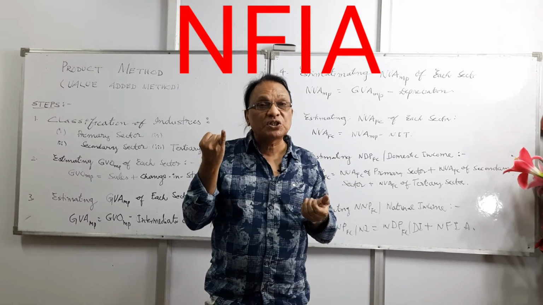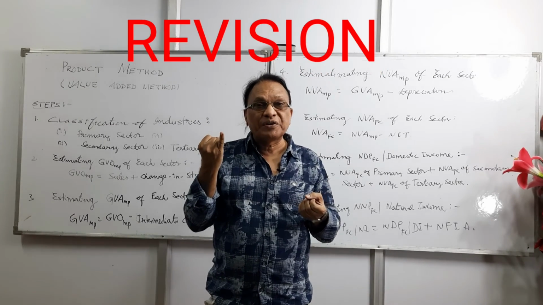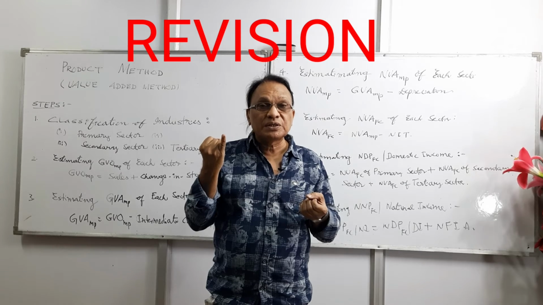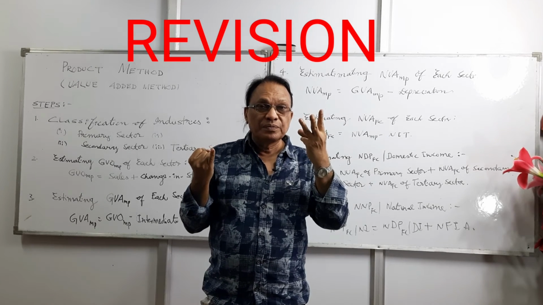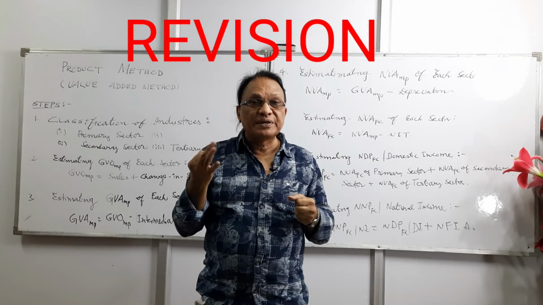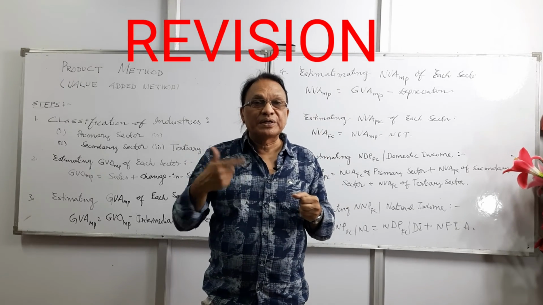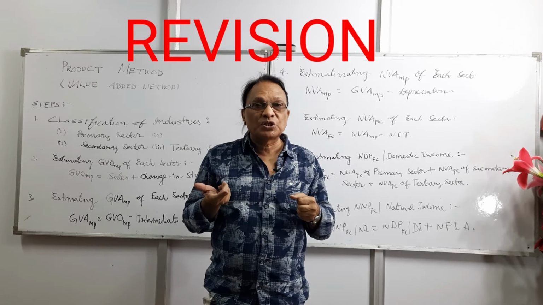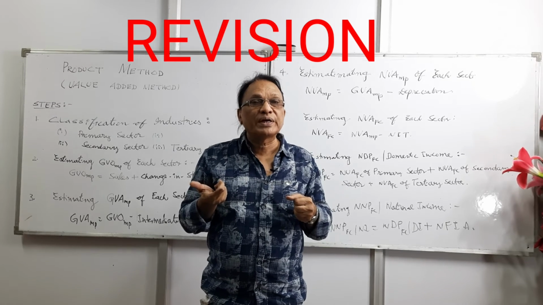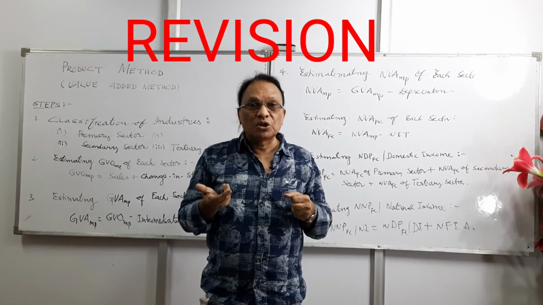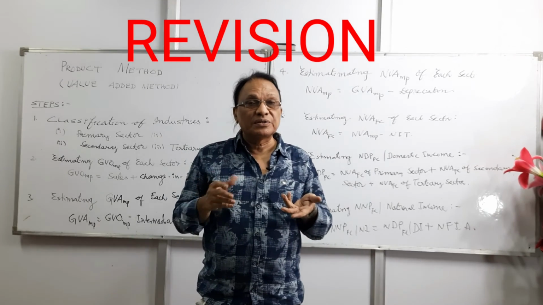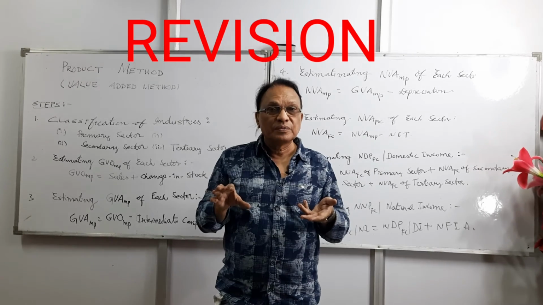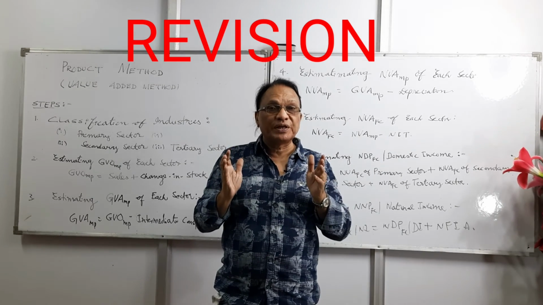Which are these? The first step is classification of industries. All the industries in the economy are classified into 3 categories: primary sector, secondary sector, tertiary sector. The primary sector deals with the exploitation of natural resources: agriculture, fishing, logging, mining. The secondary sector is also called the industrial sector, and the tertiary sector is called the service sector. This is the first step, classification of industries.